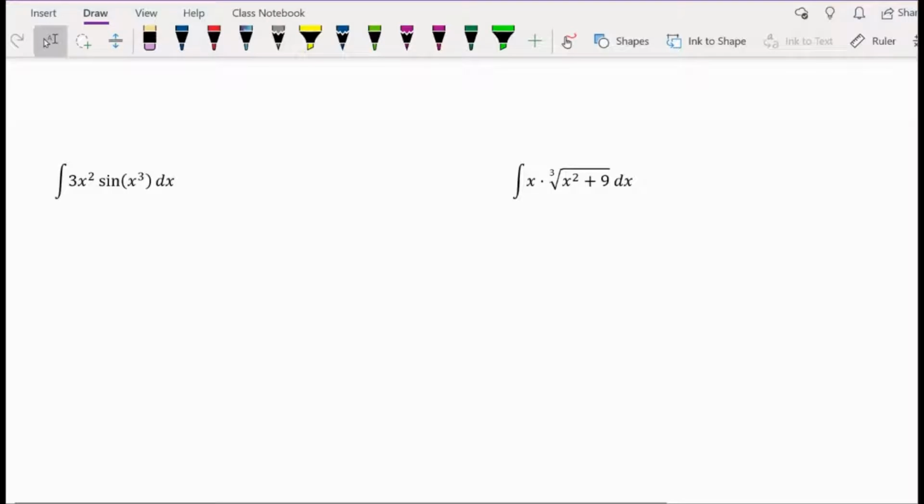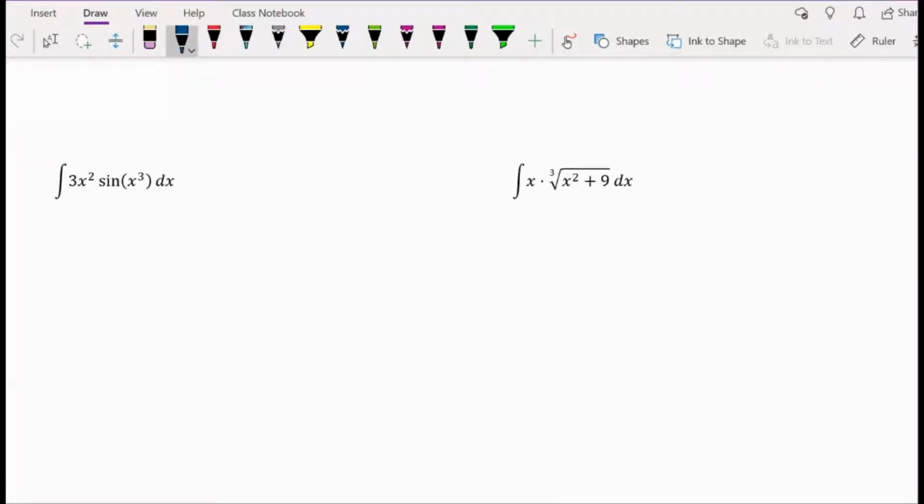U substitution tends to work when you see both a function and its derivative as part of the same problem. If you look at the problem on the left, you'll see that the same integral contains both an x cubed and a 3x squared. This fact alone doesn't guarantee that U substitution is going to work, but it does suggest that it might be useful. I'll show you how this works, and over time you develop intuition about what types of problems U substitution works with and how to use it.